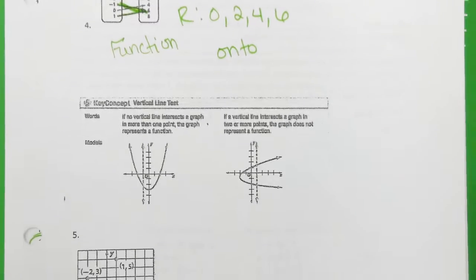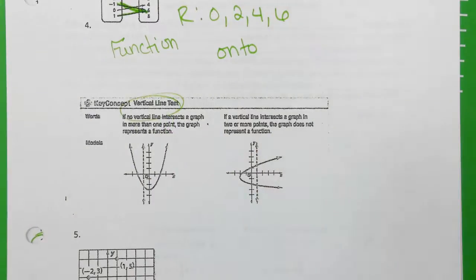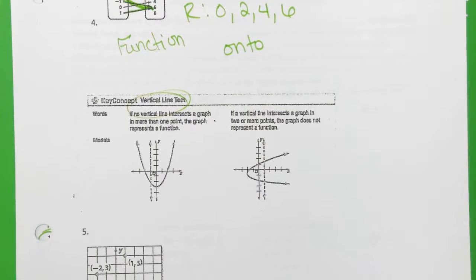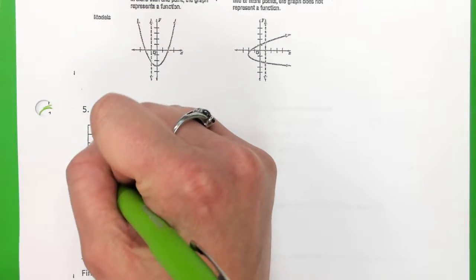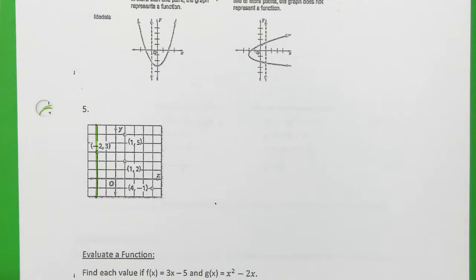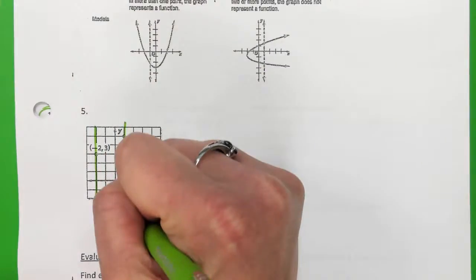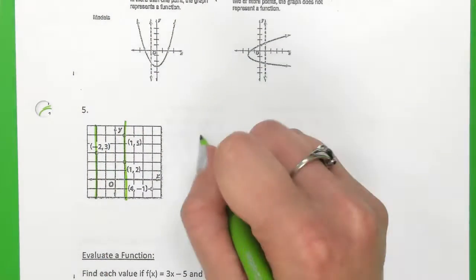Here we go. There's that vertical line test. Y'all ready? Am I going too fast? All right, here we go. Let's go. Number 5. Draw that vertical line. How many dots are in that one? 1. Draw this vertical line. How many dots are in that one? 2. So that is? 9.